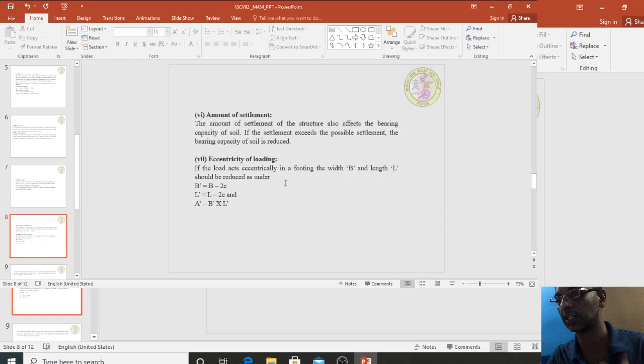Amount of settlement. The amount of settlement of the structure also affects the bearing capacity of soil. If the settlement exceeds the permissible limit, the bearing capacity also gets reduced drastically. Eccentricity: a concentric load will have higher bearing capacity than an eccentric load because of the uneven distribution of stresses below the footing. So instead of A equal to B into L, it gets reduced to A equal to B dash into L dash.